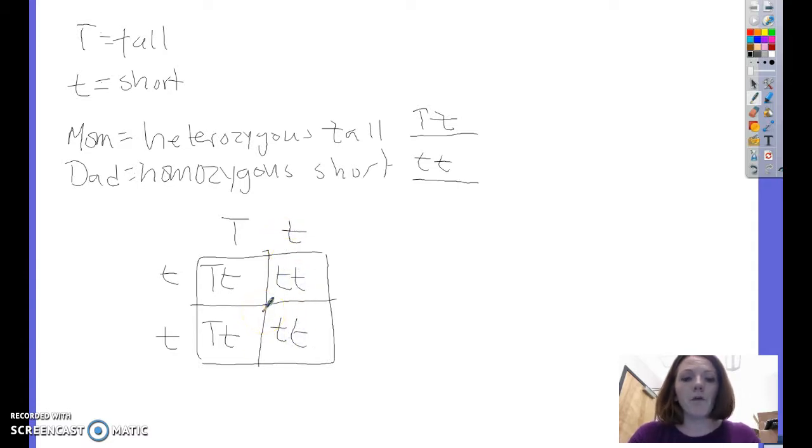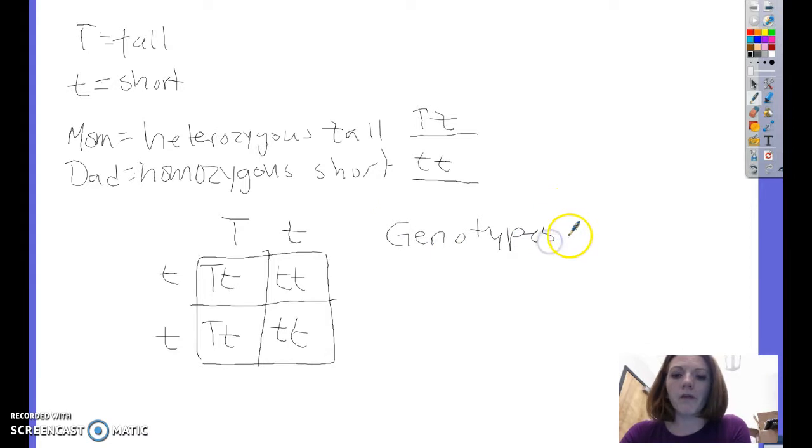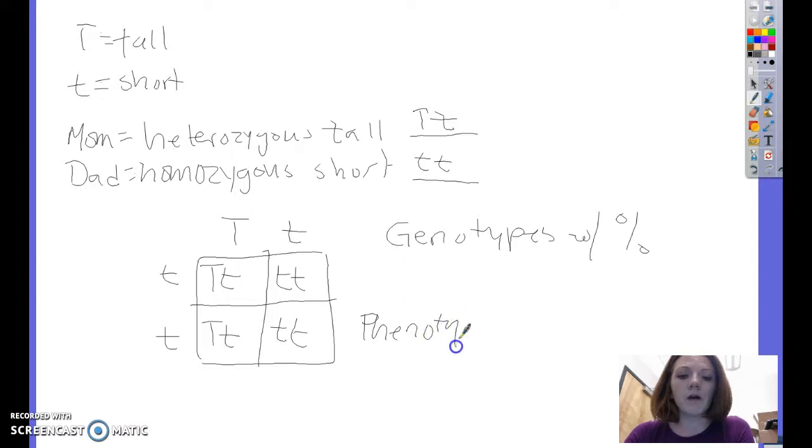So at this point, you've completed your Punnett square, but what does this actually mean? You can be asked two different questions. What are the genotypes, with percentages? Because it's four squares, we do percentages with Punnett squares. We do a little bit of math with these. And then phenotypes, with percentages.